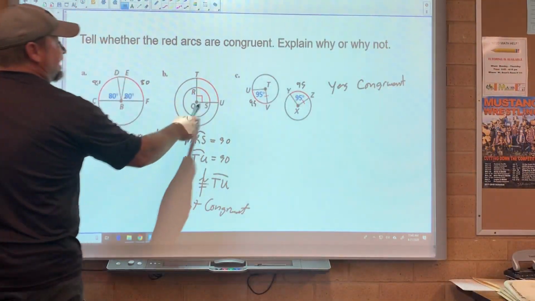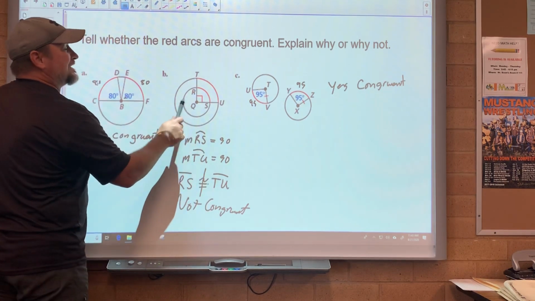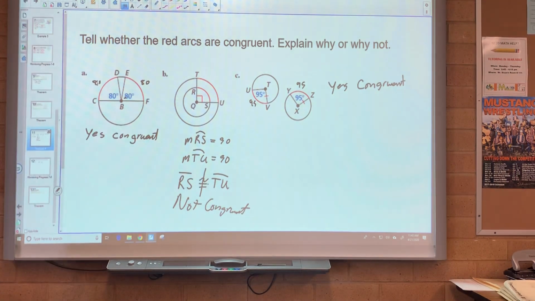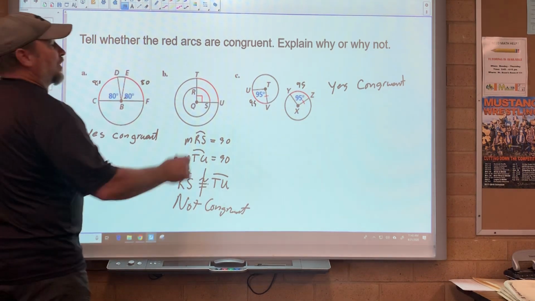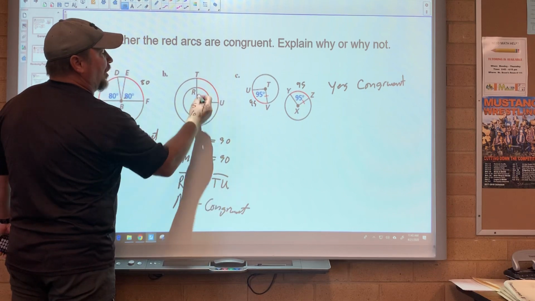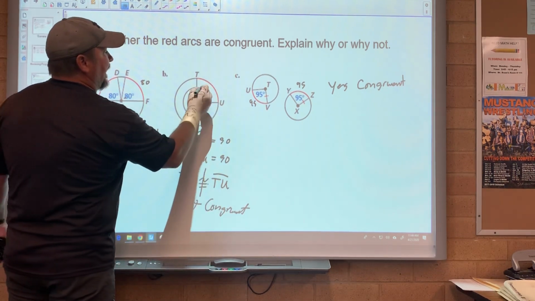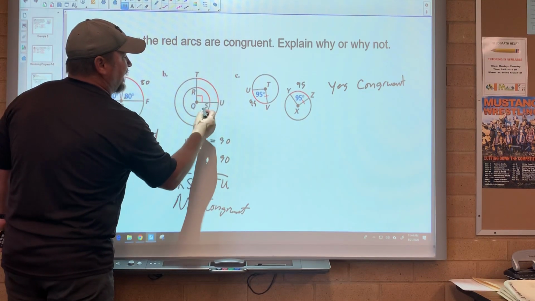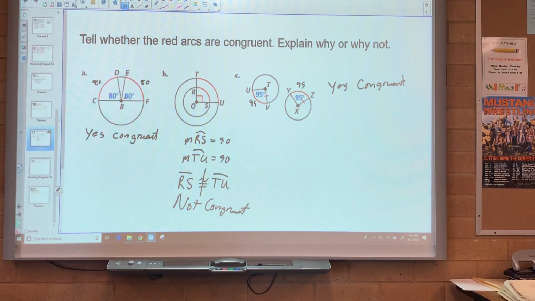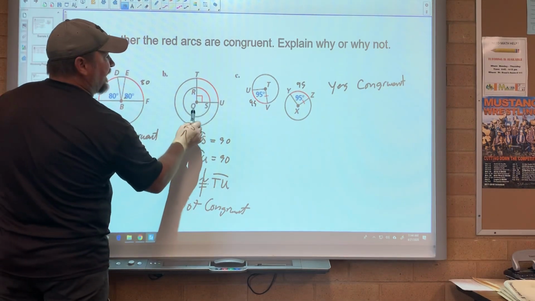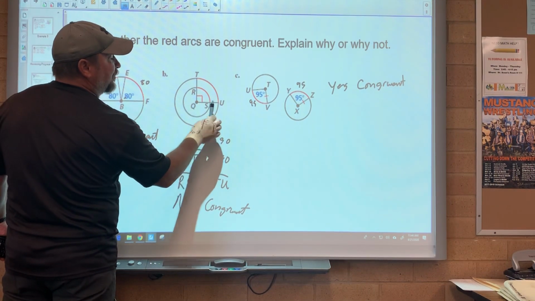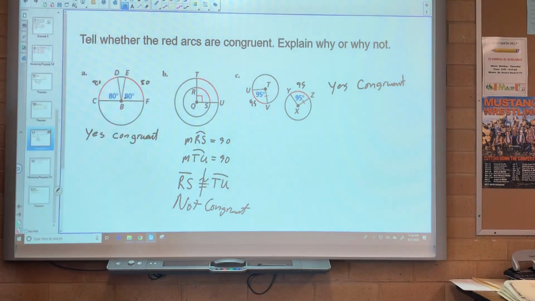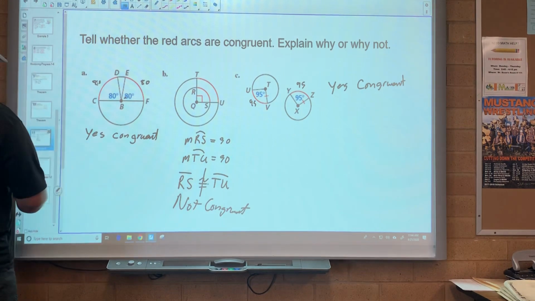There are concentric circles. Listen, concentric circles do not have the exact same arc lengths, even though they have the same arc measure. Okay? Yeah, this is 90, that's 90, but this distance is not the same as that because their radii are different. The radiuses are different from Q to S compared to Q to U. And therefore, their lengths here are different. Is that clear? That's the only one that's not congruent.